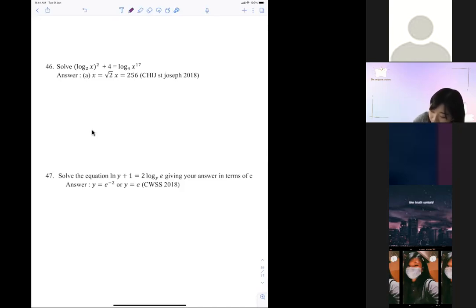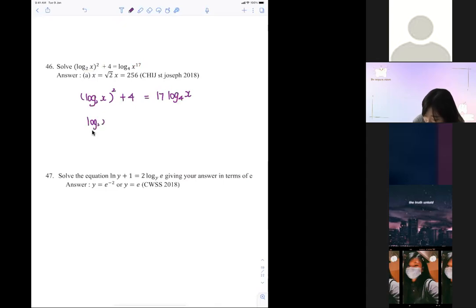So let's see here. This one, okay, we got this power here that cannot be brought down because the power doesn't belong to X, it belongs to the whole thing. So this power cannot be brought down unless it belongs to X. This power belongs to X, so you can bring it down. So 17 log 4 X. Then this is log base 2, this is log base 4. Cannot, everything must be the same base.